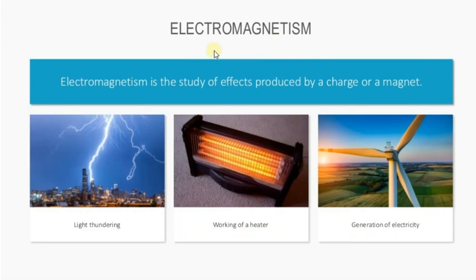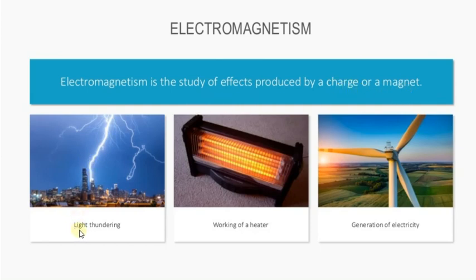In first year, we will also study electromagnetism. Electromagnetism is a study of the effect produced by a charge or a magnet. Charge is basically a positive charge or a negative charge. The charge can either move or be in a state of rest. When the charge moves, it is said to be current, and when it is in a state of rest, it is said to be static electricity.